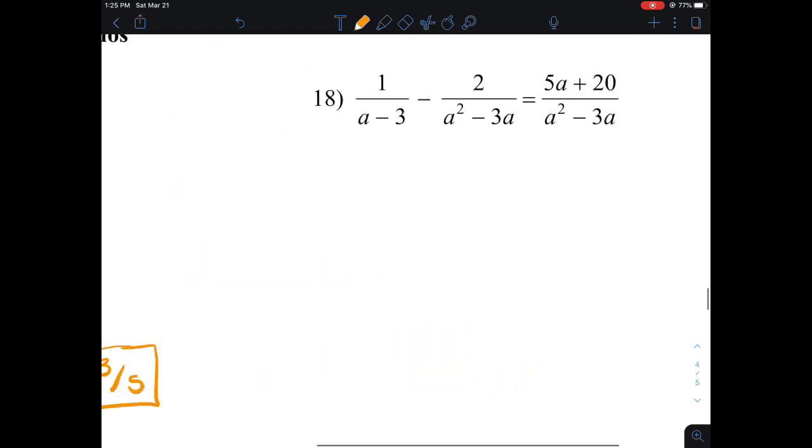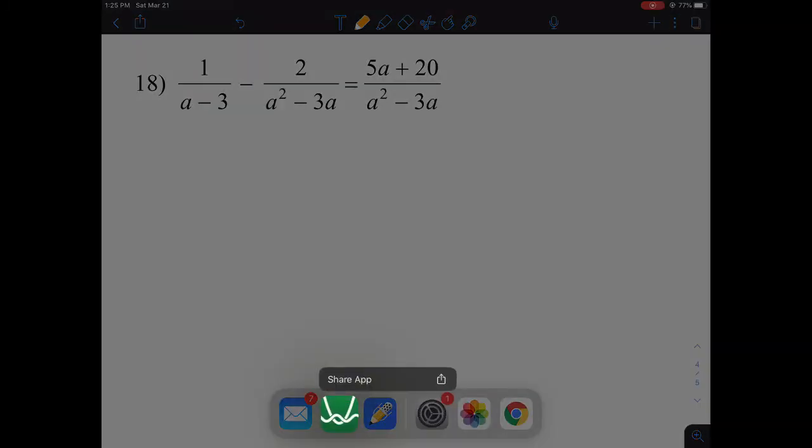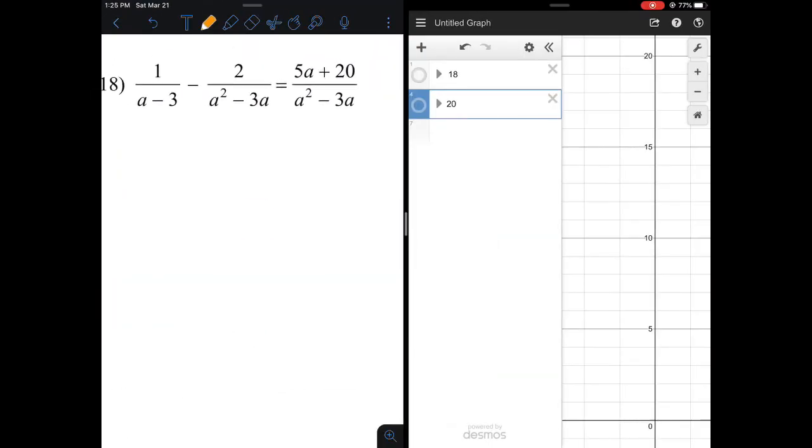Now, I want to look at number 18. And we're going to solve number 18 by graphing with Desmos. So let me get Desmos here pulled up. Now, if I was going to solve by hand, we would do just like what we did on the other problem. We get common denominators everywhere and set the numerators equal.